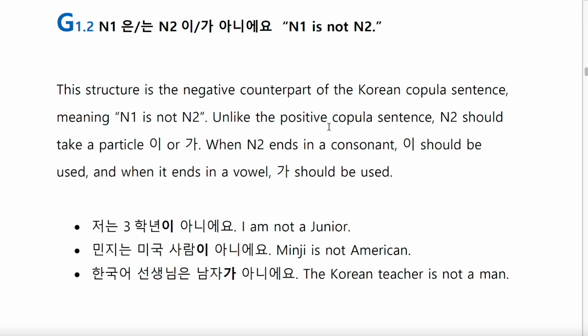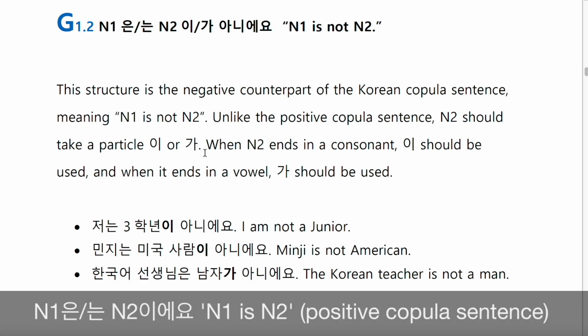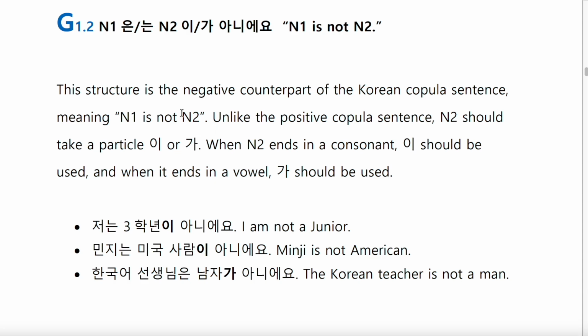자, unlike the positive copula sentence, N2 should take a particle 이 or 가, 그랬죠. So in case of the positive sentence, we just attached 이에요 after the second noun. But for this negative copula sentence, we need another particle 이 or 가. 그렇죠. 그럼 이제 what's the rule? When N2 ends in a consonant, 이 should be used, and when it ends in a vowel, 가 should be used.